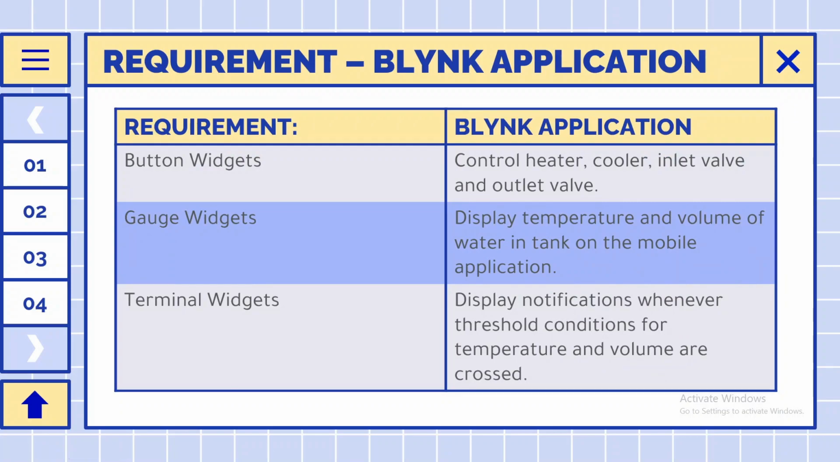Next, we see the Blink application where there are button widgets, which are basically the heater and cooler, as well as the inlet and outlet valves. The gauge widget displays the temperature and volume of the water in the tank. The terminal widget is used to display the notifications.